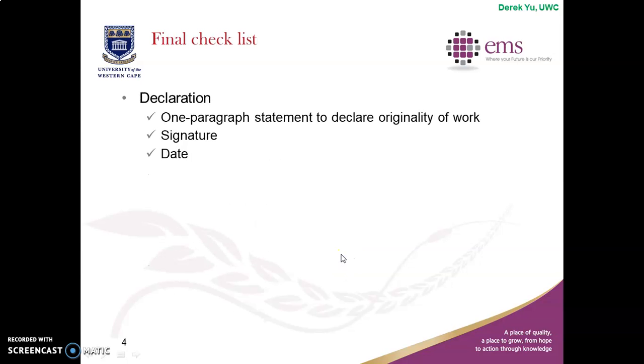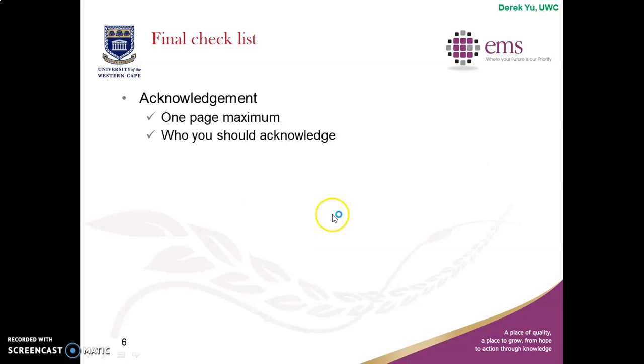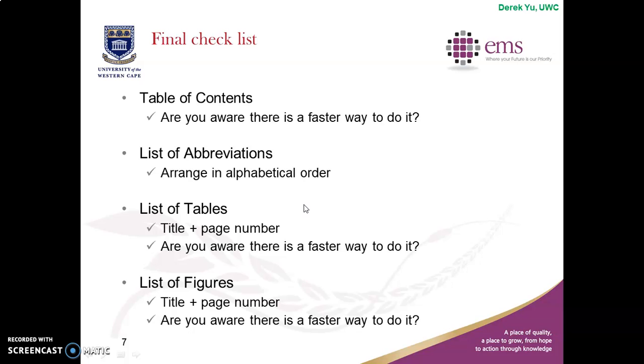Declaration I already talked about before. Try to insert the e-signature. Acknowledgement, who you want to thank, 1 page maximum. Table of contents, assuming you have watched the videos, table of contents, list of tables, list of figures, you know, you can make use of some Microsoft Word tools and then Microsoft Word would automatically generate these three lists for you. But the only exception is list of abbreviations. You have to manually type the list of abbreviations. And then please arrange the abbreviations in alphabetical order.